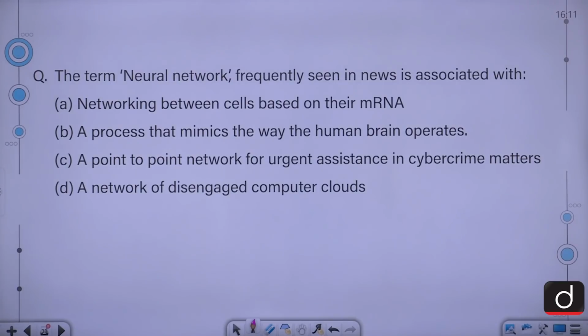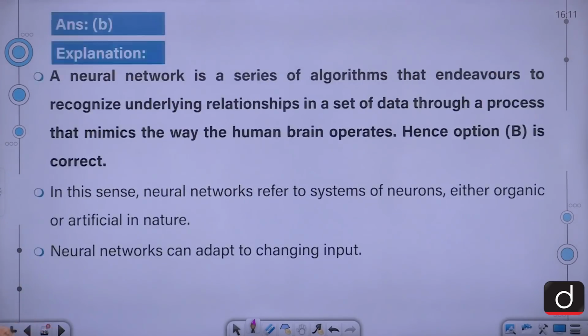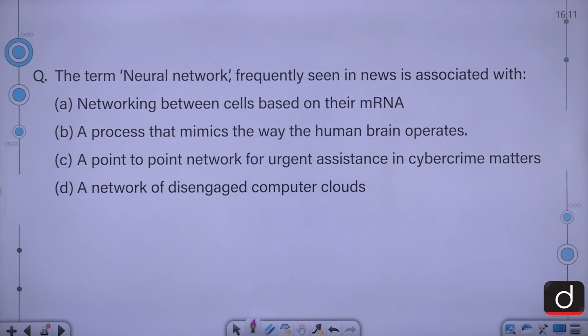Alright. Moving on to the next question, the term neural network frequently seen in the news is associated with networking between cells based on their mRNA, a process that mimics the way the human brain operates, a point-to-point network for urgent assistance in cybercrime matters, a network of disengaged computer clouds. So, the correct answer to this question seems to be B, a process that mimics the way the human brain operates. Neural network, of course, from the name you can see it.